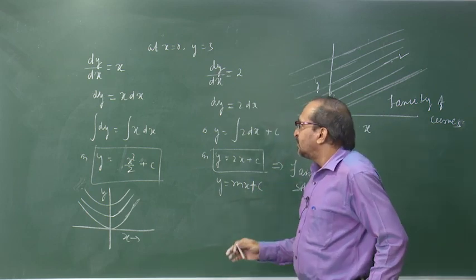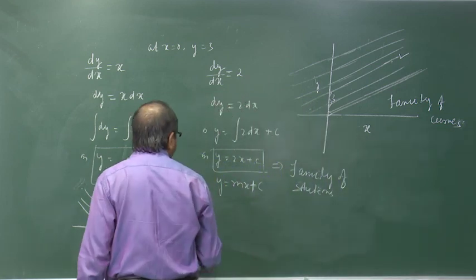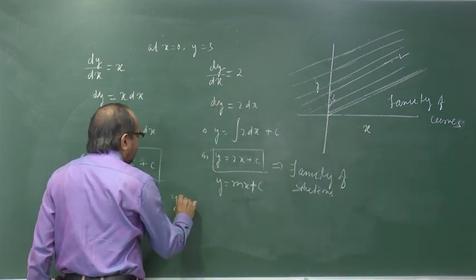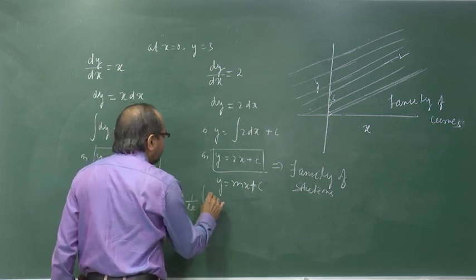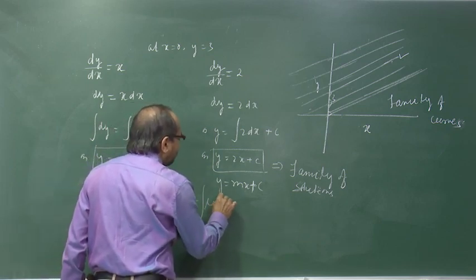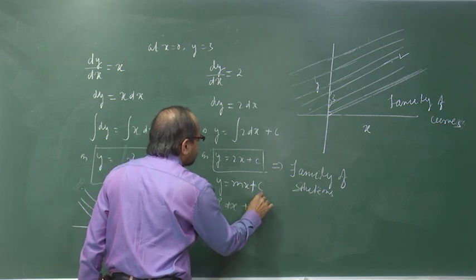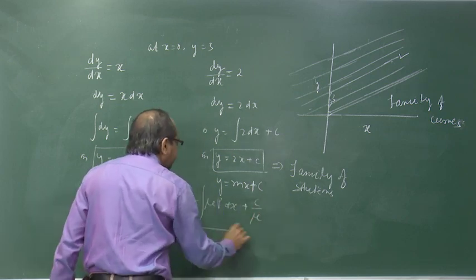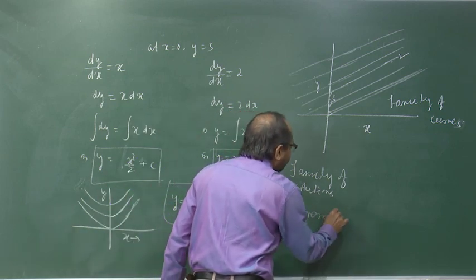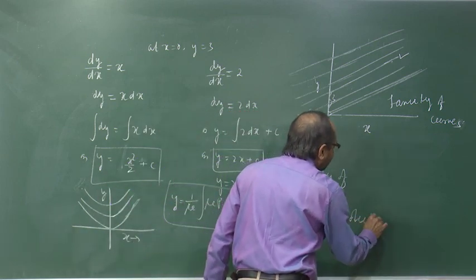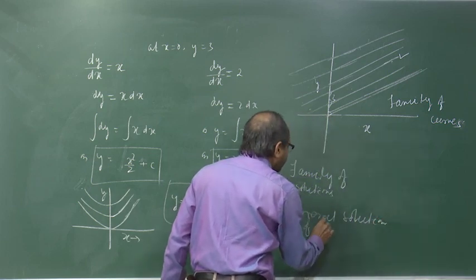So, the general solution, which we write using the integrating factor, is y is equal to 1 by mu integration of mu into p dx plus c by mu. This is the general solution of the differential equation.